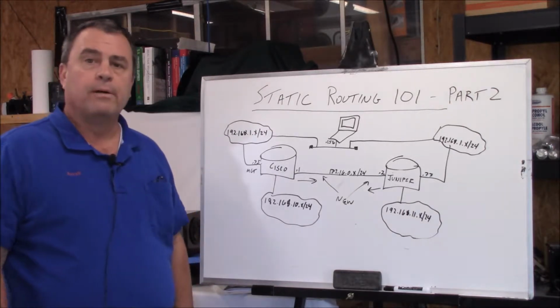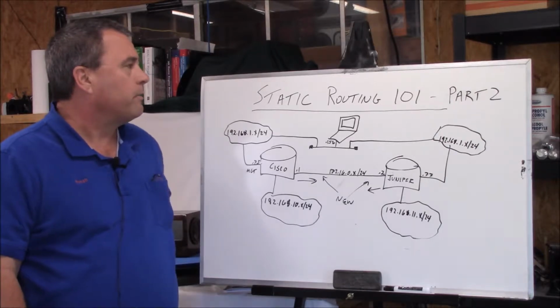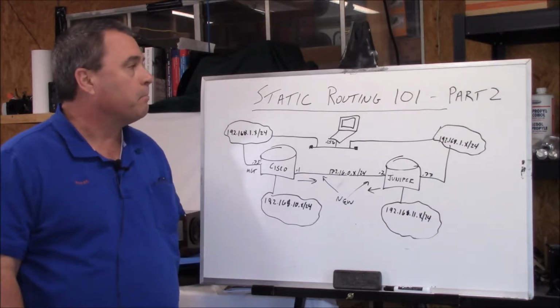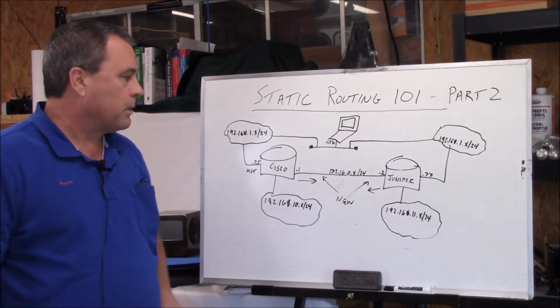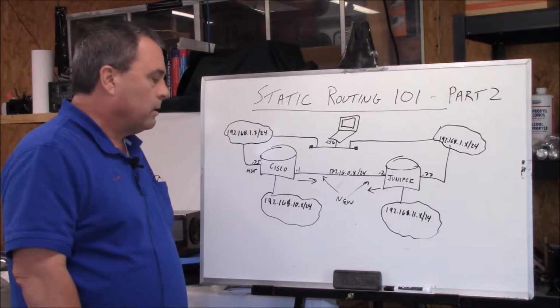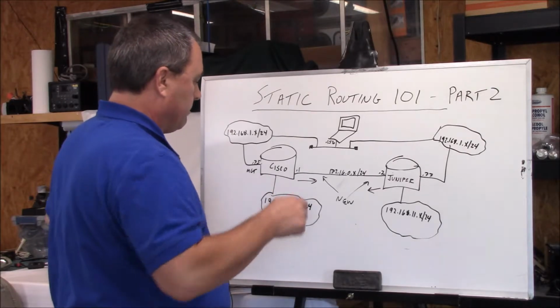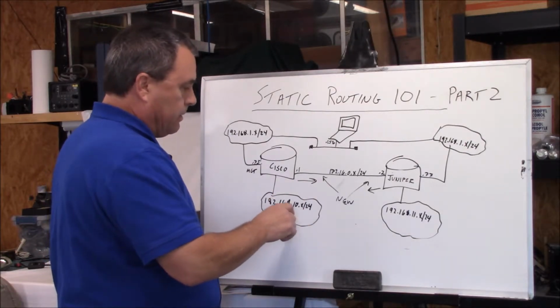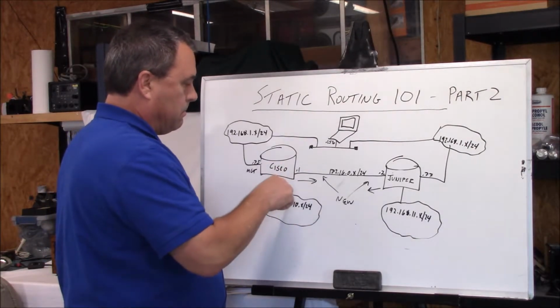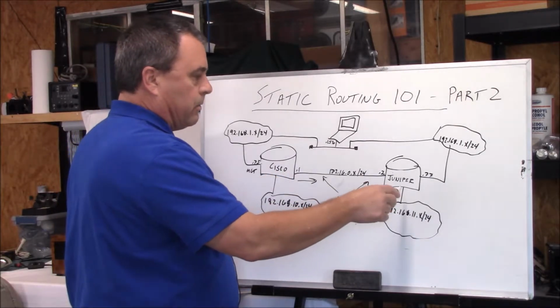Well, this is going to be a follow-up video to a previous video we had on static routing, and I'm just going to call it part 2. So, in the previous video, we worked on routing between our Cisco router and our Juniper router.